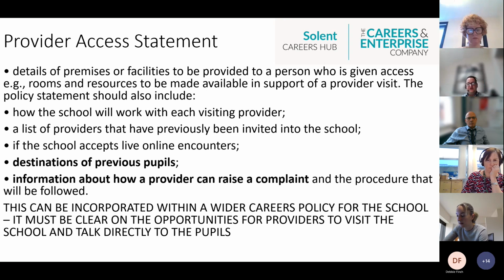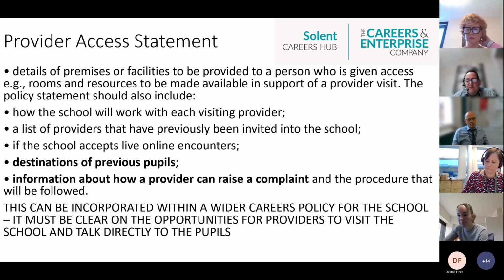Now, I put that in bold because generally in the past, that has not been listed within, from what we've seen, provider access statements. So if you've got that in your provider access statements now, then great. If you don't, then there's a call. They're looking at the general destinations of your previous pupils.